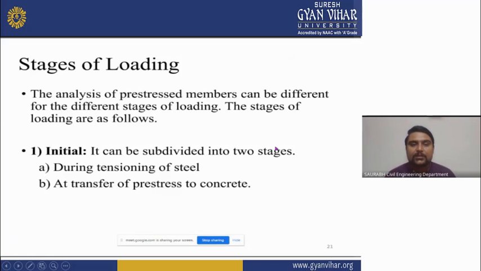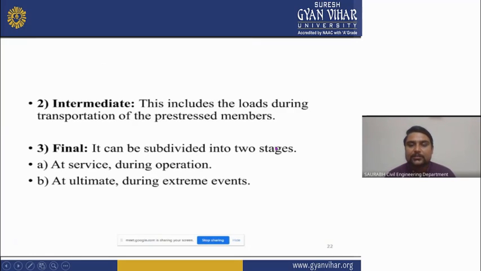Now we will see the stages of loading. The analysis of a prestressed member can differ for the different stages of loading. The stages of loading are as follows. First, we have the initial stage. It can be subdivided into two stages: first is during tensioning of steel, and second is transfer of prestress to concrete. Now, intermediate: this includes the load during transportation of the prestressed member. Now comes the final stage, which can be subdivided into two stages: at service, during the operation, and ultimate, during the extreme event.